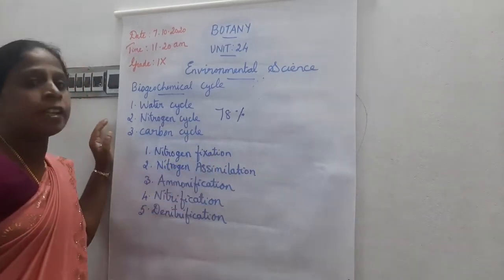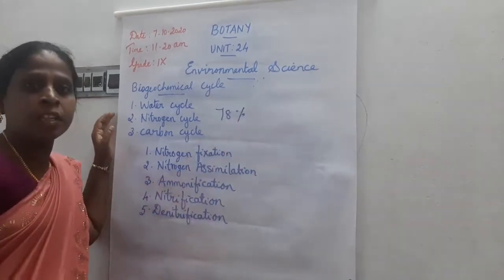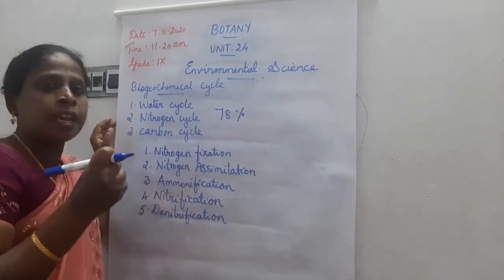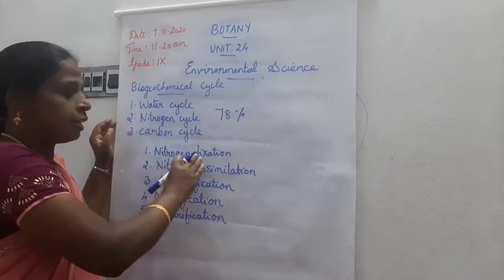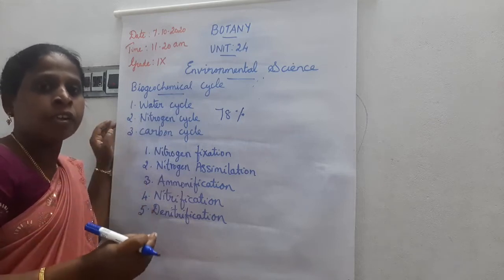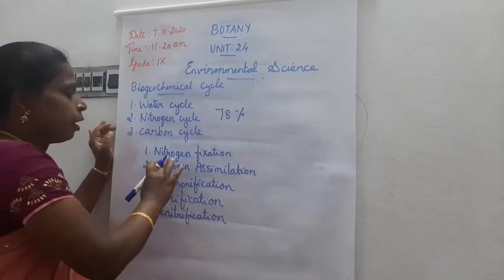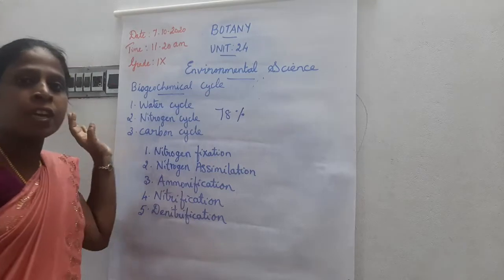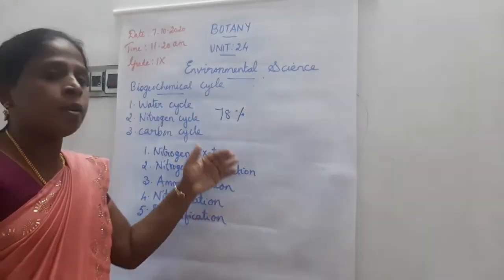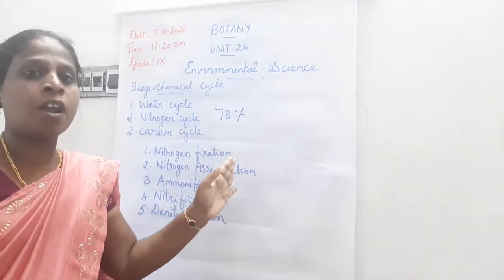The first one is nitrogen fixation. Already we learned that nitrogen is present in the atmosphere in the gaseous state. The plants cannot absorb nitrogen as such. It should be converted into nitrate or nitrite or ammonia. The plant cannot directly absorb the nitrogen, but the nitrogen should be converted into nitrate ions, nitrites or ammonia.